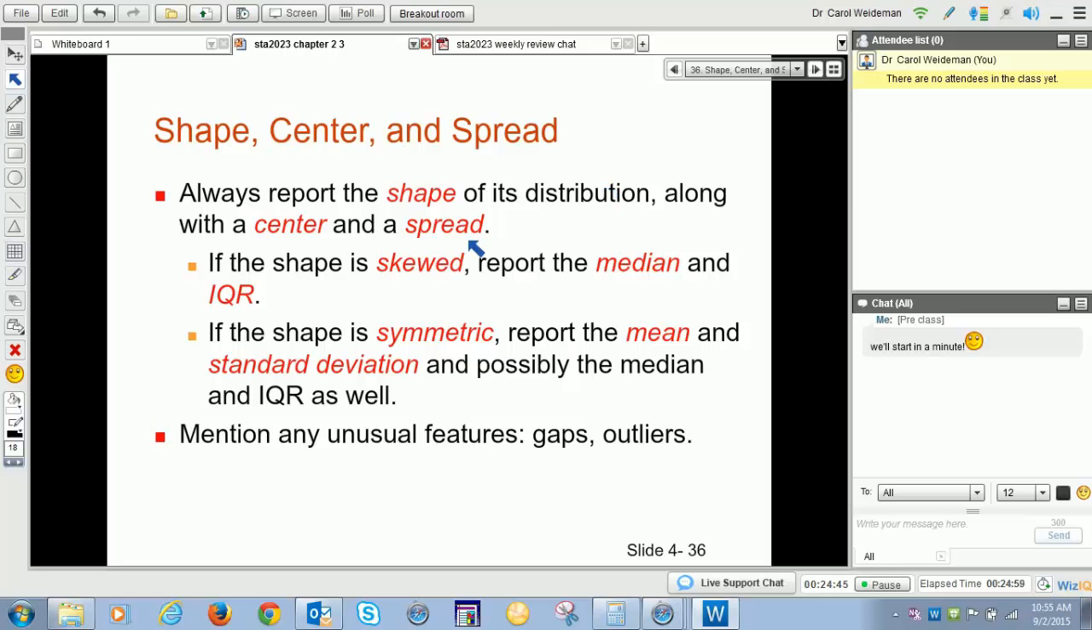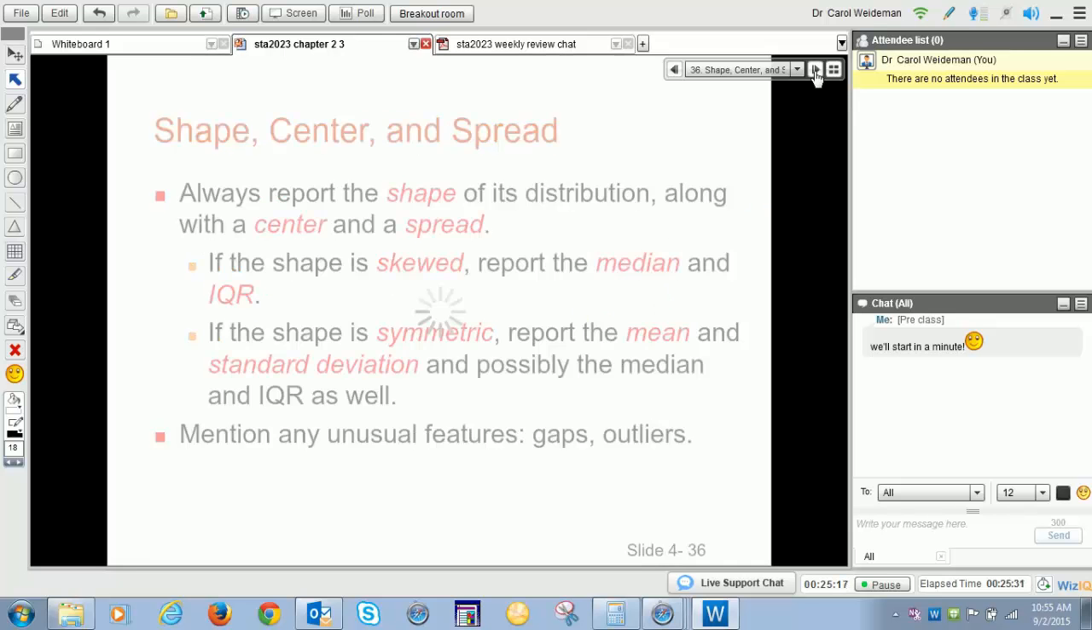So when you're going to talk about a distribution of quantitative data, you want to report the shape, and you want to talk about the center and the spread. If the data is skewed, you're going to report the median and the IQR. If the data is symmetric, you want to report the mean and the standard deviation, and you may also report the median and the IQR. Also talk about the gaps and the outliers. So you want to describe the modality, you want to talk about the spread, any skewness, and then if you're going to report summary data, this is what you'll do. Summary statistics: median and IQR if your shape is skewed, mean and standard deviation if it's symmetric.